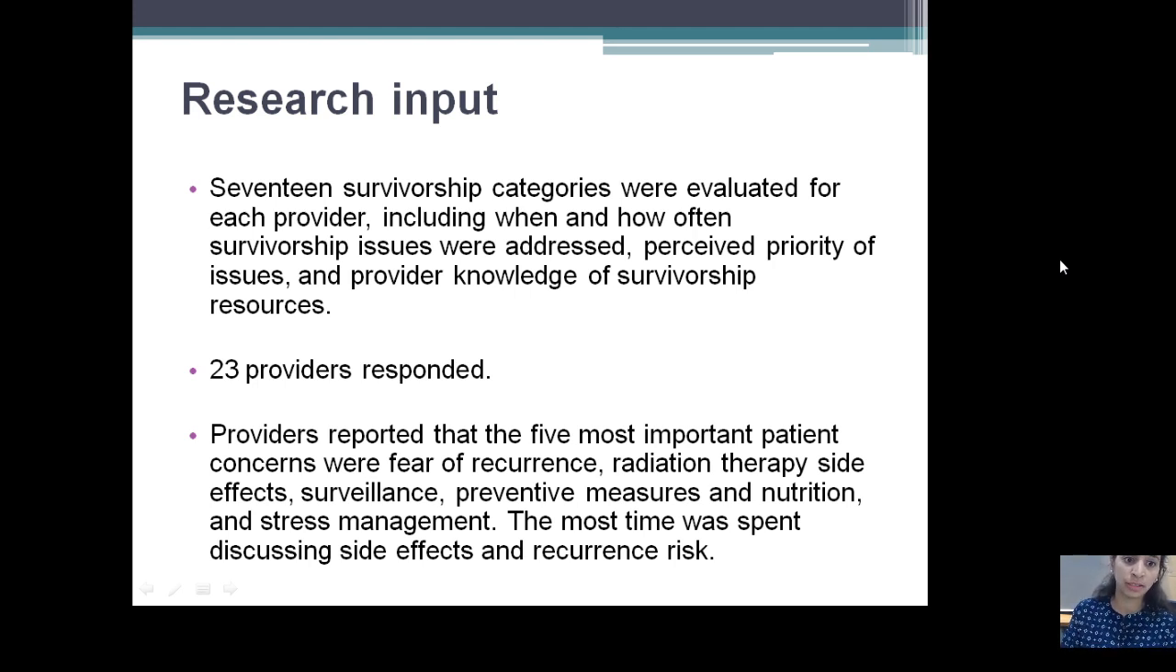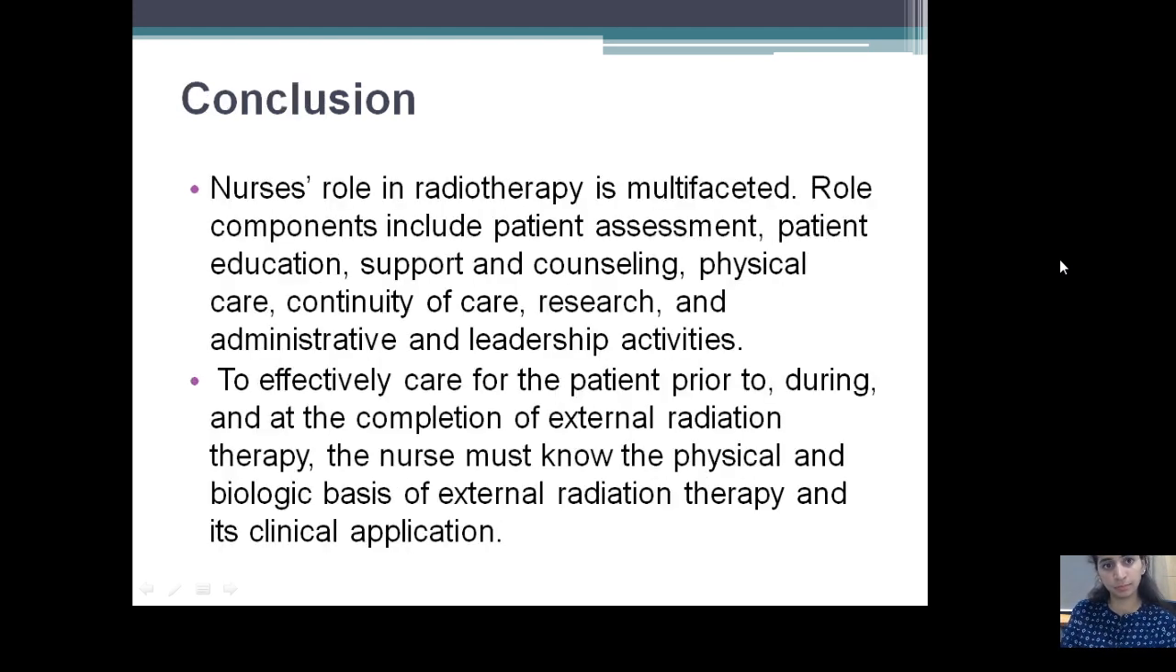23 providers responded, and providers reported that the 5 most important patient concerns were fear of recurrence, radiation therapy side effects, surveillance, preventive measures, and nutrition and stress management. The most time was spent discussing the side effects and recurrence risk.